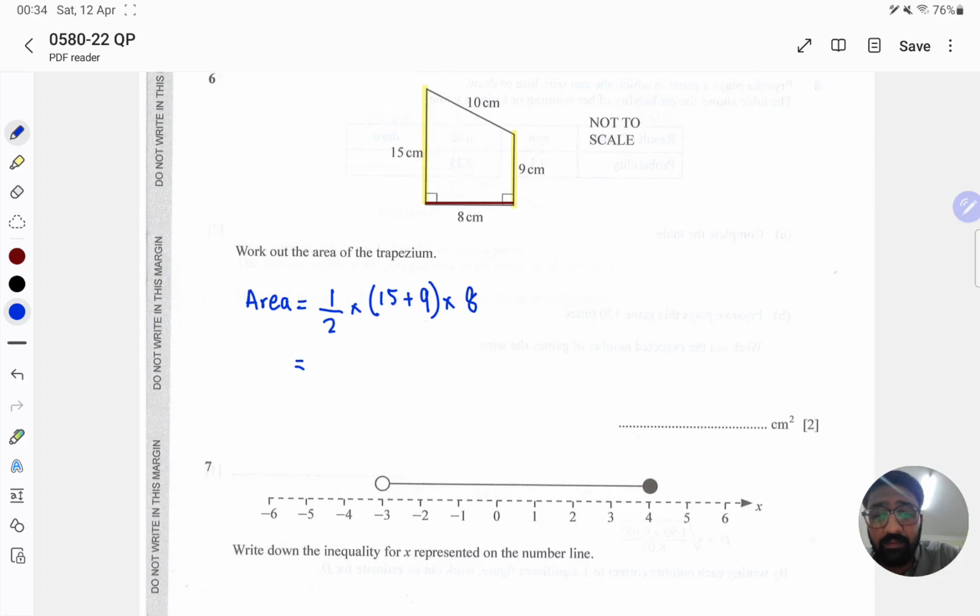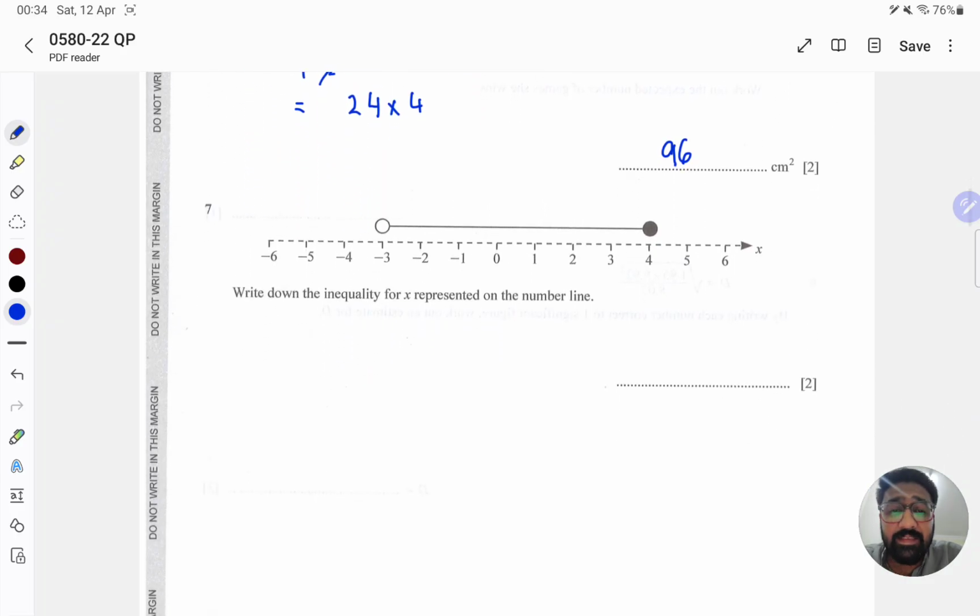Now if I do the simplification, I can simplify 2 and 4. 15 and 9, if I add them, it is 24 times 4. So I have to do the multiplication. 24 times 4 is 96. 96 is the area of the trapezium.